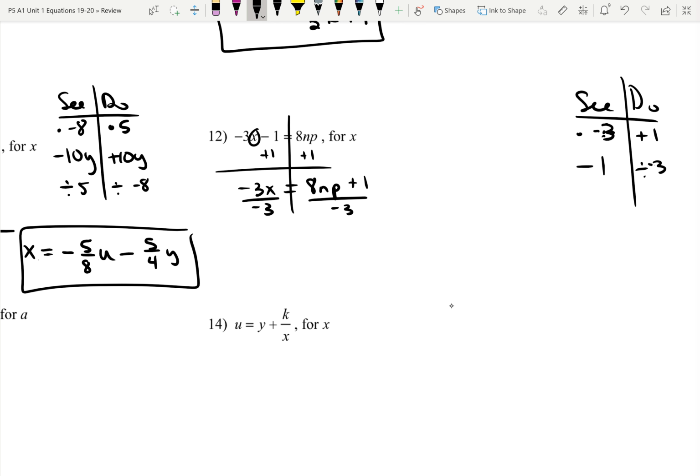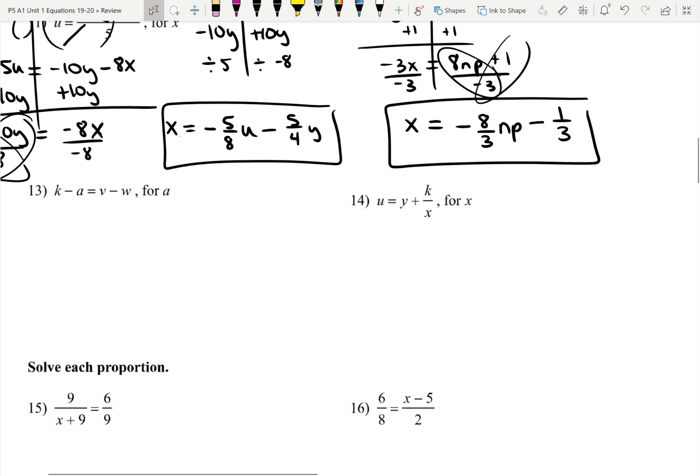Now, negative 3 divided by negative 3 is 1x, or just x. We're going to do each of the fractions. A positive divided by a negative is a negative, and 8/3 cannot be reduced. We have 8/3 np. A positive divided by a negative is a negative, and that's just a negative 1/3.